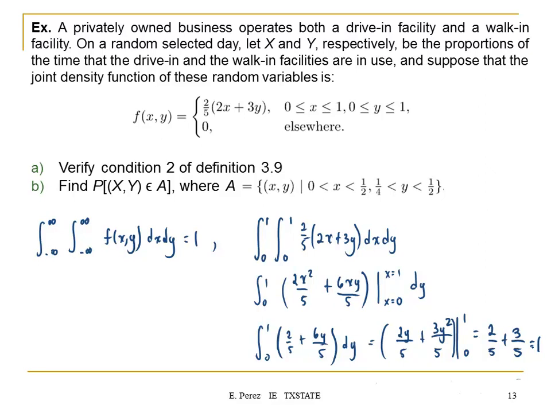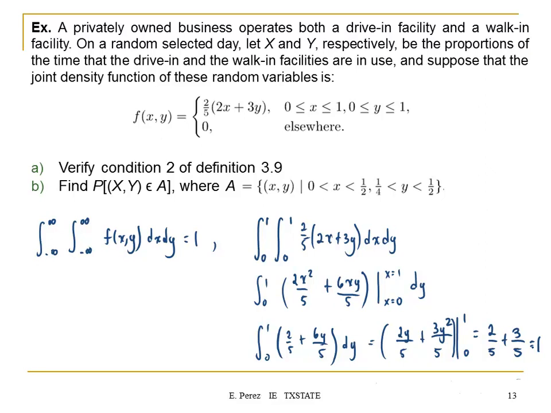So we satisfy the condition number 2 of definition 3.1. Okay, and this definition basically states the properties for having a joint probability density function for a continuous random variable. So this is telling you that this is a joint probability density function. So now you can use it to find other probabilities.